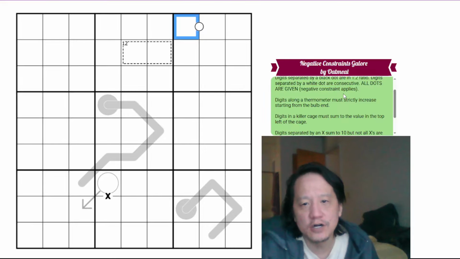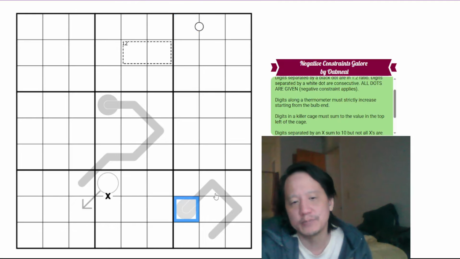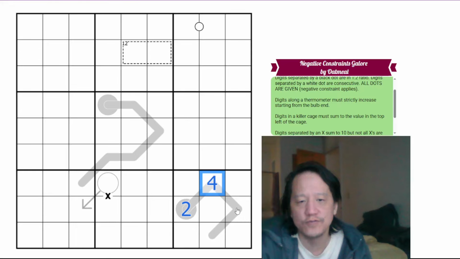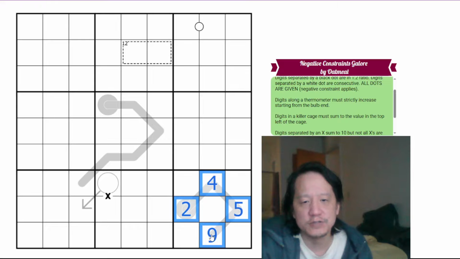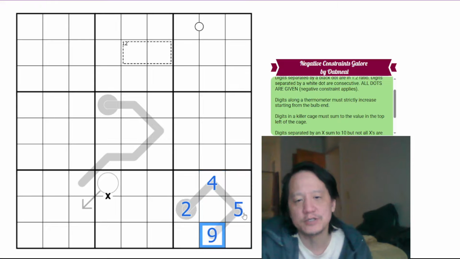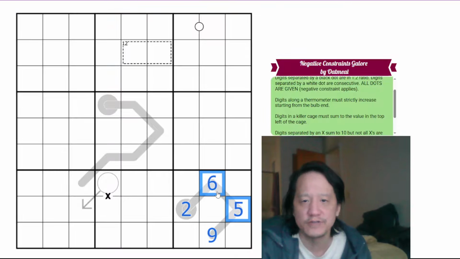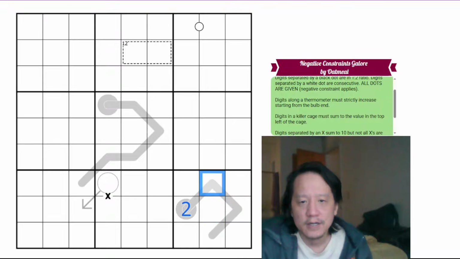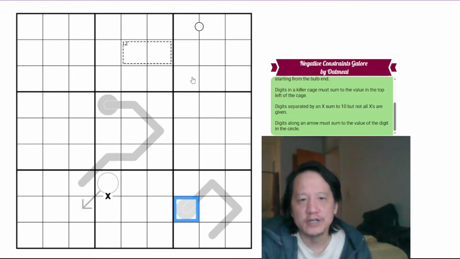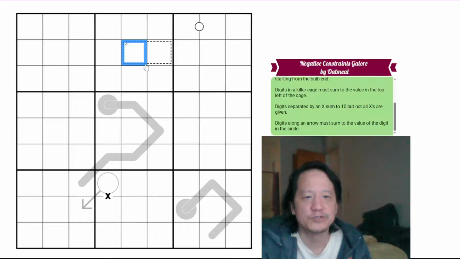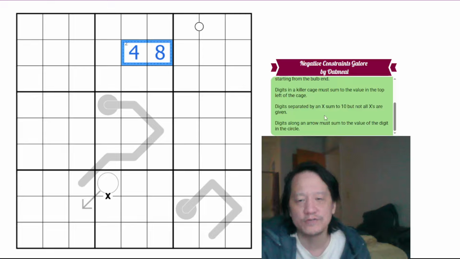Digits along a thermometer must strictly increase starting from the bulb end. As an example, you could have something like 2, 4, 5, 9. That would be valid because you're continuously increasing from the bulb to the tip. You cannot have something like 2, 6, 5, 9 because it's decreasing from the 6 to the 5. Digits in a killer cage must sum to the value in the top left of the cage. So for example, if this were a 4, this would have to be an 8 because these two digits must add up to 12.